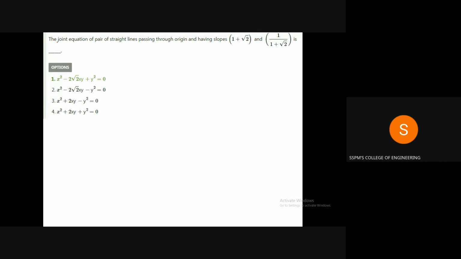Okay, the joint equation of pair of straight lines passing through origin and having slopes 1 plus root 2 and 1 divided by 1 plus root 2. So here also m1 and m2 are given. So okay, what is m1? The value of m1 is 1 plus root 2. Okay, so the first slope is m1, that is 1 plus root 2. What is the value of m2? It is 1 divided by 1 plus root 2. Okay, so this is directly given. Okay, but this is given as a reciprocal.